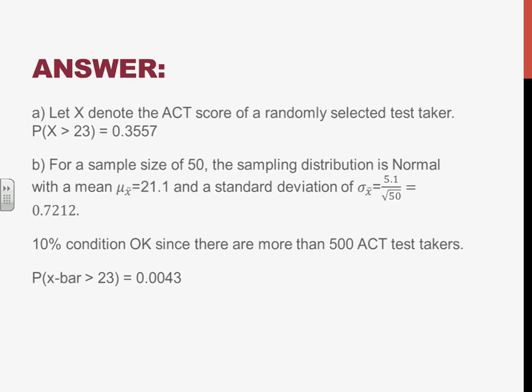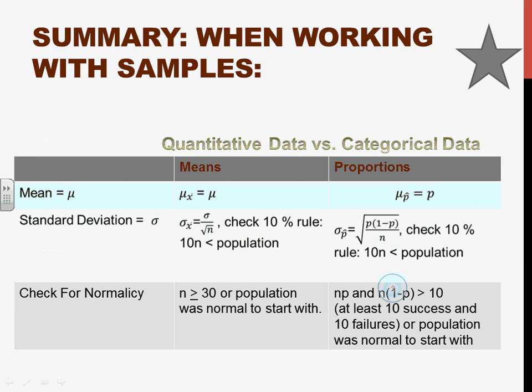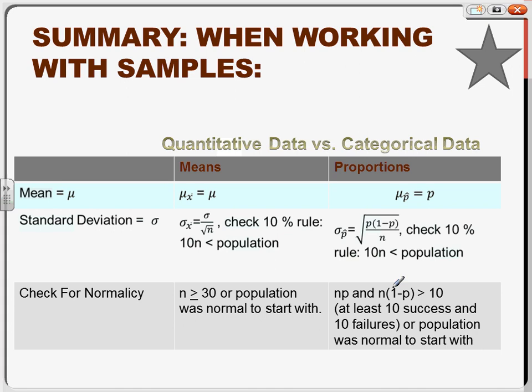All right. So just kind of a sample of, or a flow chart of what you could have here. So if you have categorical data, you're going to go to proportions. Quantitative data, you're going to have means. So if this is your population, so you have your population mean and your population standard deviation. Okay. For means, you're going to have your sampling mean is just mu. And for proportions, your sampling mean is p.